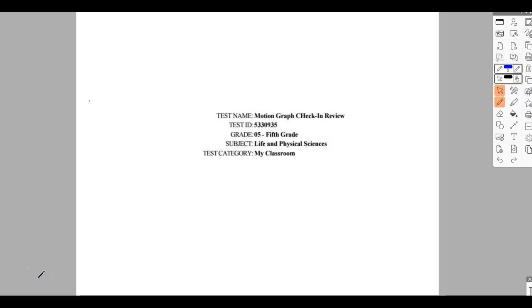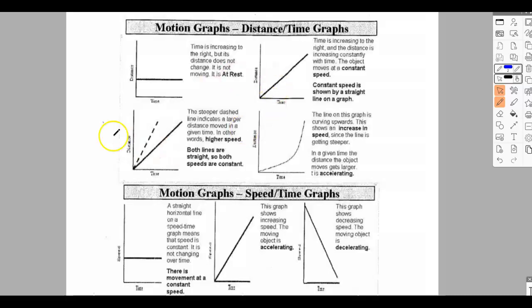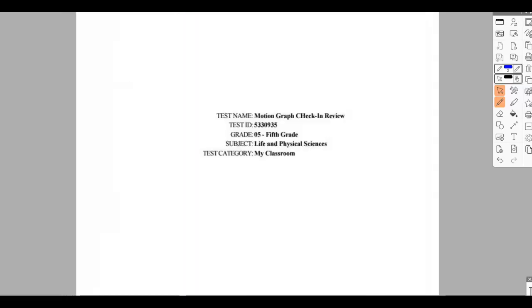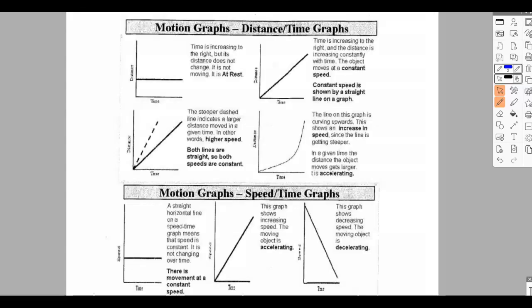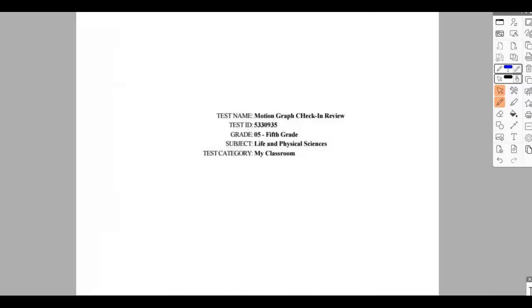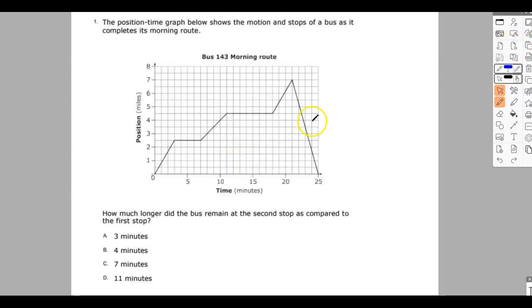All right. I know that you're supposed to already go through this motion graph check-in before you watch the video. And hopefully, as you were doing that, if you needed to reference it, that's fine. I'm hoping that you can do this without referencing back to the motion graph sheet that we have in our notebooks or in our folders, wherever you tend to keep yours.